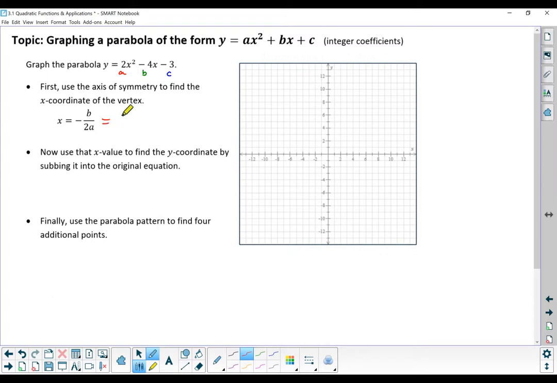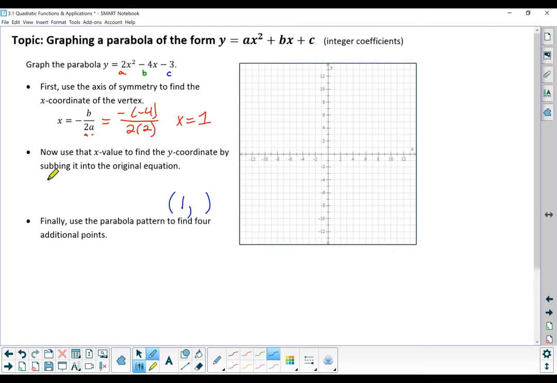So for this parabola, it's going to be negative 4 over 2 times 2. So there is always a 2 in the equation, and then our a value also happens to be a 2. So negative 4 divided by 2 times 2 is 1. So our axis of symmetry is 1. Now, you don't necessarily need to graph that axis of symmetry or anything. The axis of symmetry is just helping us find the location of the vertex. So we know that our vertex happens somewhere along that axis of symmetry. We just need to figure out how high it is.